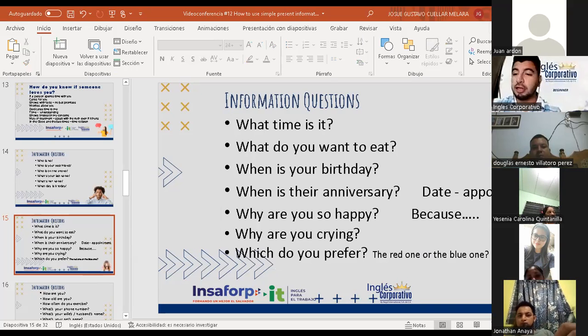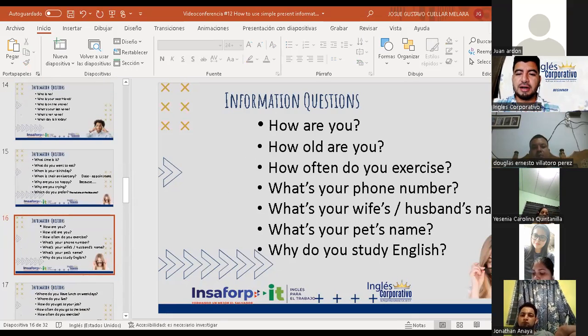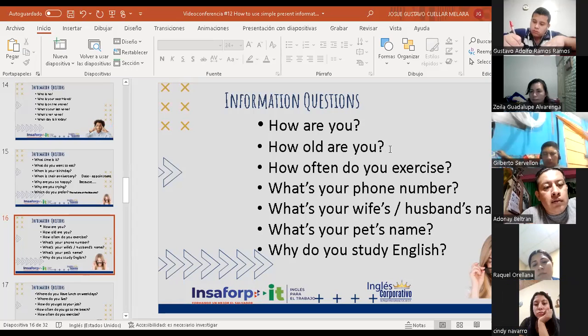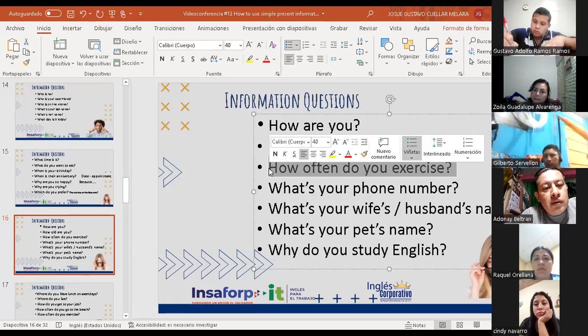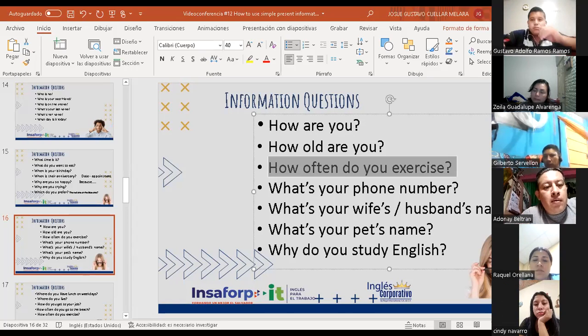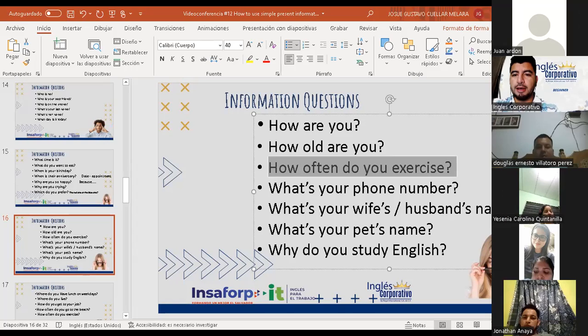Let's continue. Vamos a continuar. We have some other questions so we can have like a better idea about how to make questions. Here we start. Number one, Carmencita, and then Douglas. Number one. How are you? Good. Douglas and then Nelson. How old are you? Okay, good. Nelson, how often? Okay, and Nelson, no sé qué se me hizo. How often do you exercise? Okay, how often? How often? How ¿verdad? Often do you exercise? La T no se pronuncia. Sí, Juan, tell me, dime, Juan.